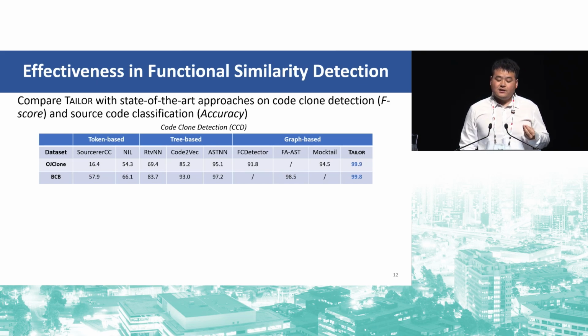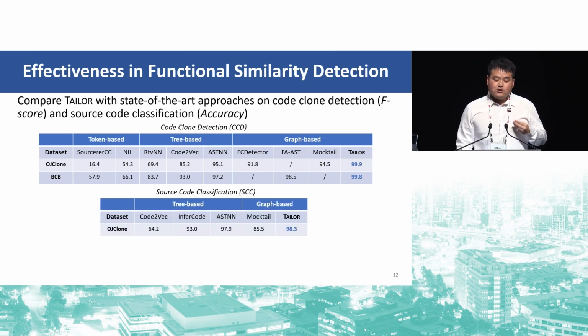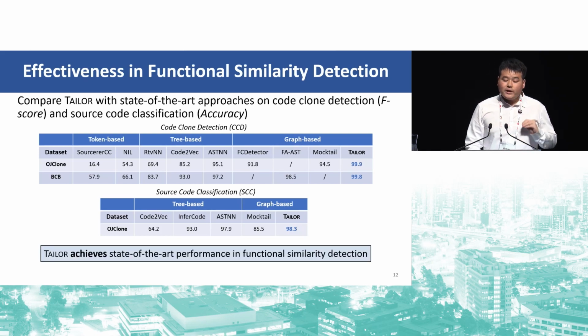From the table, we can find Taylor achieves better performance than other token-based, tree-based, and graph-based methods. For the source code classification results, we can find Taylor also achieves better performance than other tree-based and graph-based methods. So we can conclude Taylor achieves state-of-the-art performance in functional similarity detection.